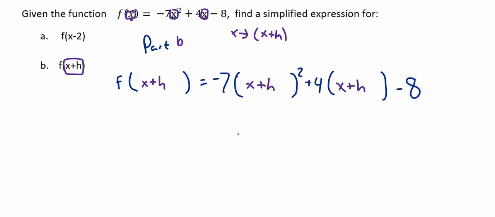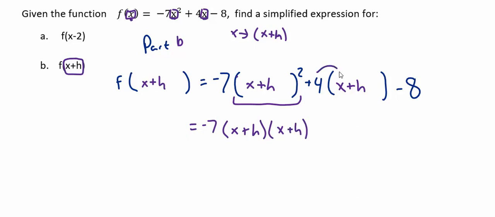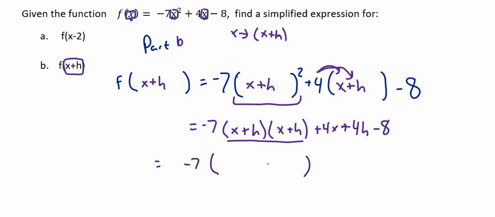I'm going to work it out the same as I did the last problem, where I noticed that this really says that we have the binomial x plus h multiplied by itself. That's what squaring means. And I'll distribute the 4. I'll get a positive 4x, and I will also get a positive 4h. And I will copy the subtract 8 at the end. Just like in the last part, I'm going to copy the negative 7, multiply that all out, and whatever that simplifies down to, I will distribute the negative 7 to all of it. There are no like terms over here, so I'm just going to copy them. They cannot be combined. And I will FOIL these two binomials.